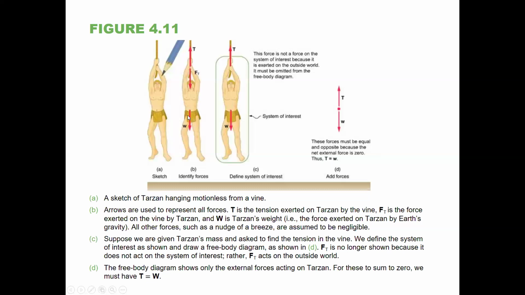So when you see here with Tarzan, there are two forces: the force of the weight pulling Tarzan downward, and the tension pulling Tarzan upward. What's happening here is that if Tarzan is at equilibrium, the force in his hands is transmitted into the rope, and that means the tension in the rope equals his weight.